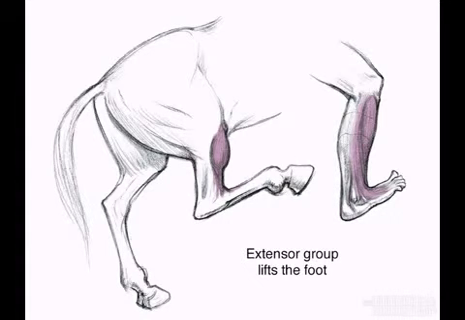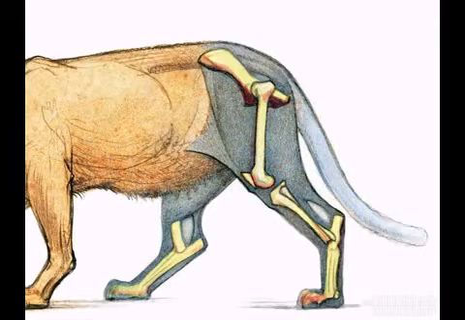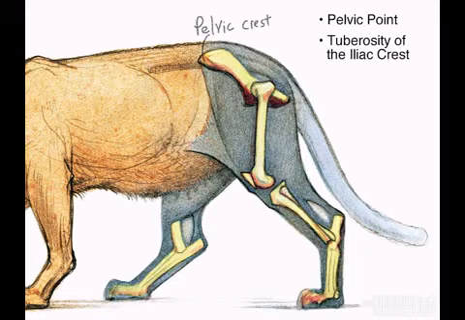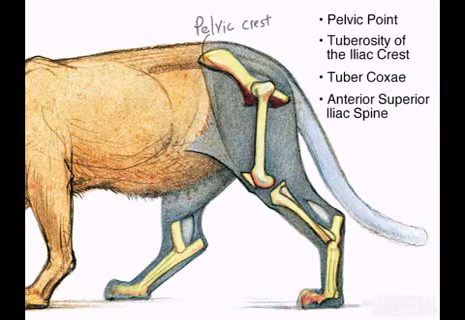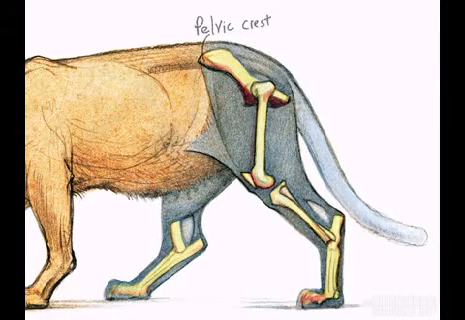Books can confuse you when you study names. Four books may use four different names for the same part. Here's an example. The pelvic crest may be called the pelvic point, the tuberosity of the iliac crest, the tuber coxae, or the anterior superior iliac spine. If we're trying to impress people, we should learn all those names. But if we're trying to master drawing, any name will do. What we care about is that it's the wide point of the pelvis.